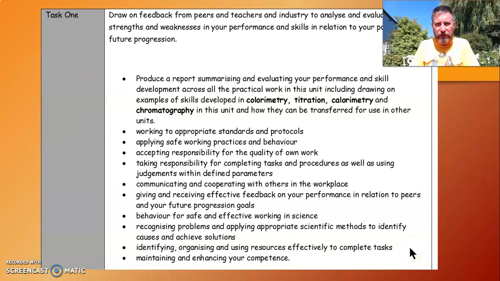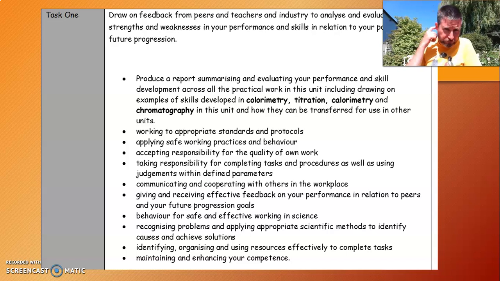So, what's the task? Task 1, draw on feedback from peers and teachers and industry. Won't get any from industry. Analyse and evaluate the strengths and weaknesses in your performance and skills in relation to your potential for future progression. So you need to produce a report summarising and evaluating your performance and skill development across all the practical work in this unit, including drawing on examples of skills developed in colorimetry, titration, calorimetry and chromatography, and how they can be transferred for use in other units. There's a bunch of bullet points there, which I'm not going to read, we'll come back to them in a minute.